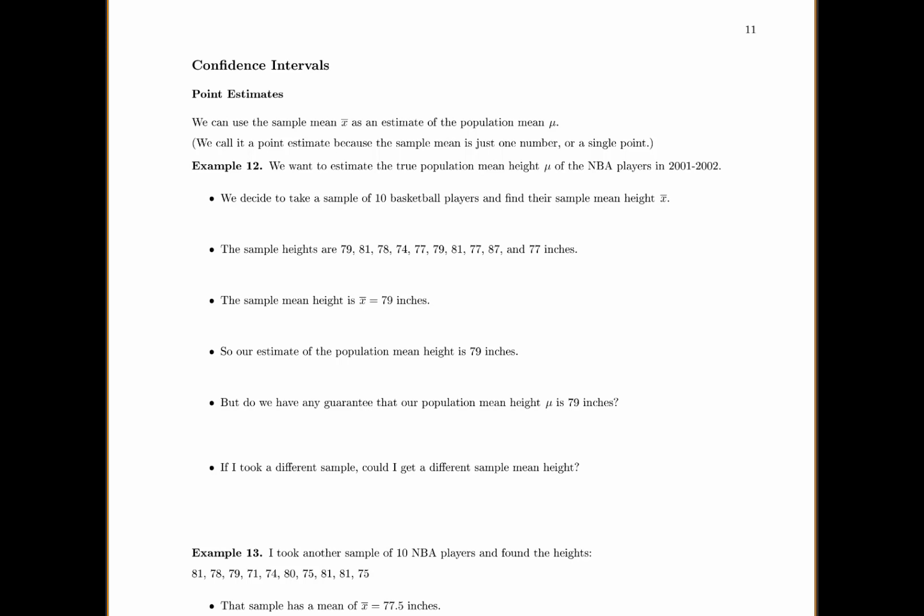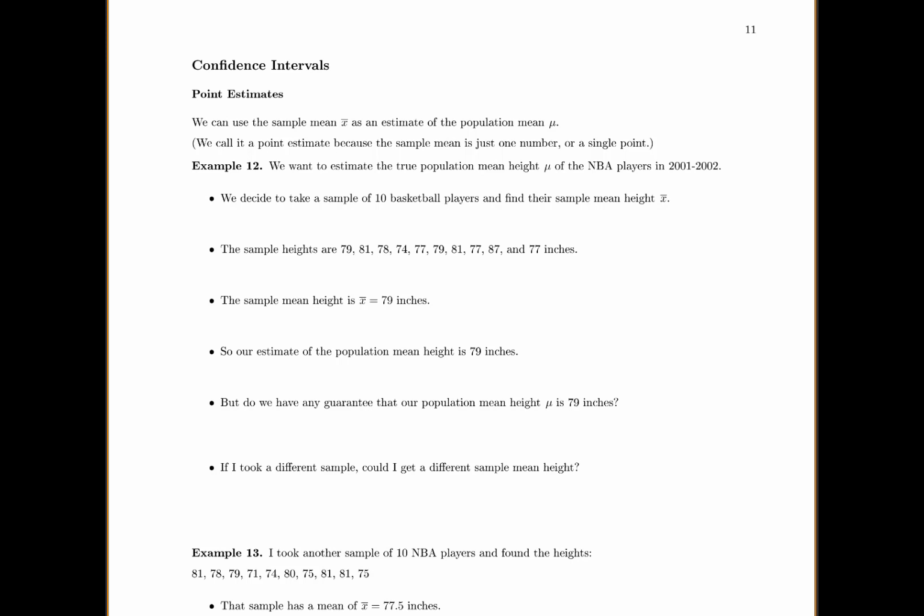So for this example, we want to estimate the true mean height mu of NBA players in 2001 to 2002. So we decided to take a sample of 10 basketball players and find their sample mean height x bar. We found the sample heights, there they are. The sample mean height is 79 inches. So our estimate of the population mean height is 79 inches.